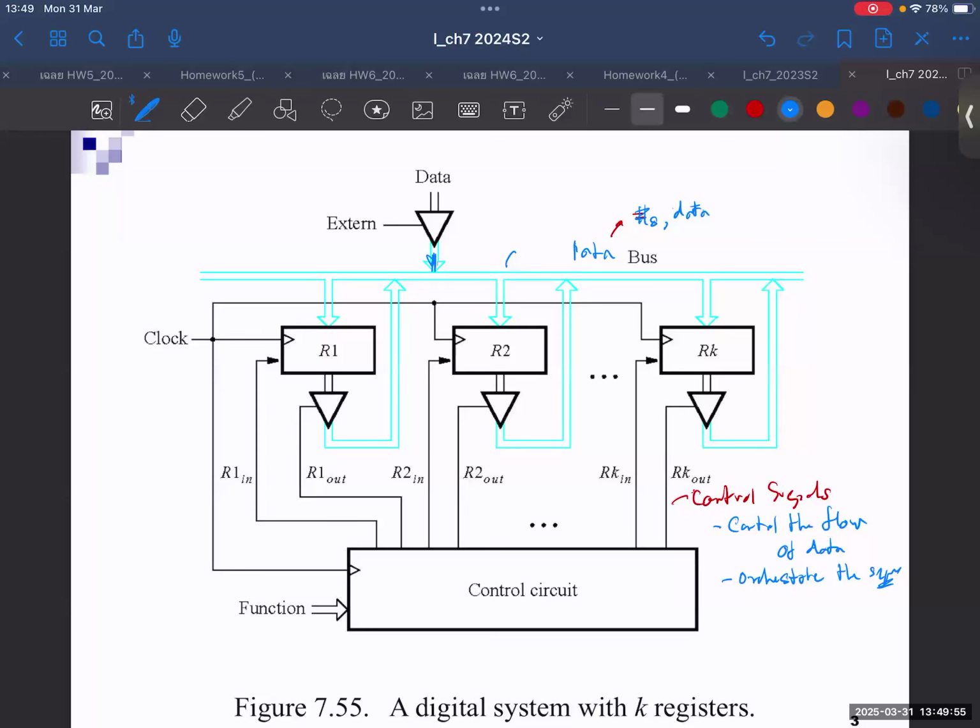Okay, and the actual data has been computed somewhere, for example, in adders, in multipliers, or whatever that we design. But here in this example, just a simple one where you just have a number of registers and the control circuits.